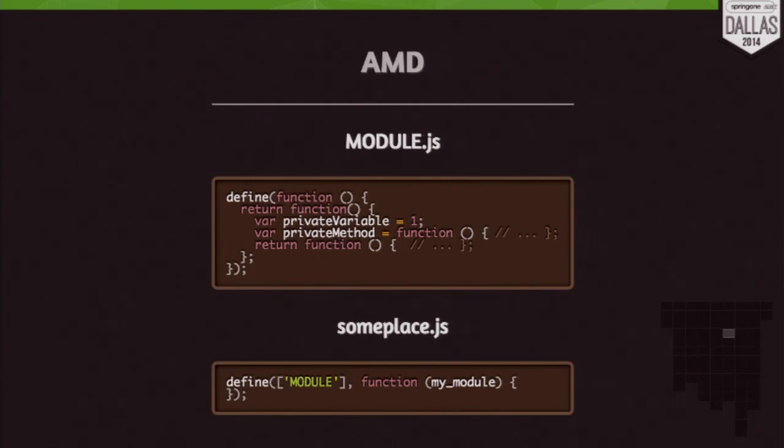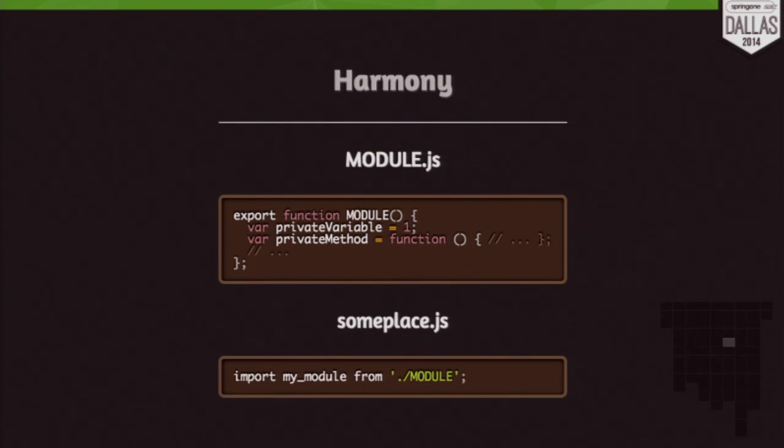And the latest one, which is coming now, is the Harmony module. Harmony modules are coming from ES6, so the next version of the JavaScript language. And basically, you have an export function, and you can import your module. So this one is also fully understandable: an export function, an import function, to be able to use this module.